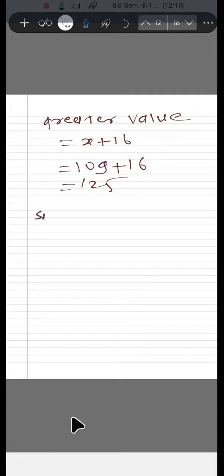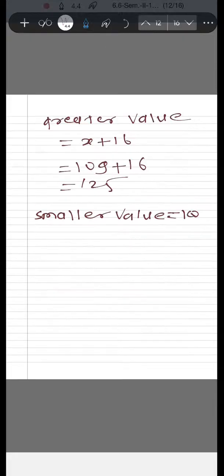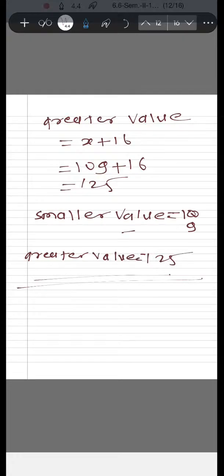So the smaller value or number is equal to 109. I don't know why it is not written here. And the greater value is equal to 125. That's it. And this is how you have to solve the number problems. It's all about simplification, how you are going to simplify it.